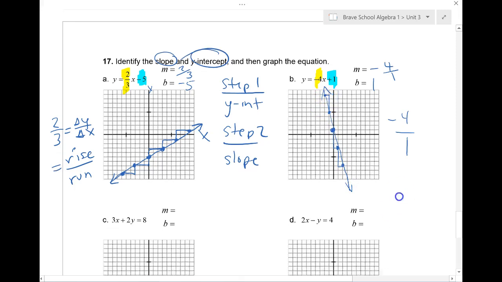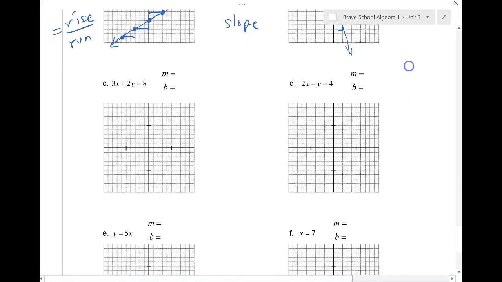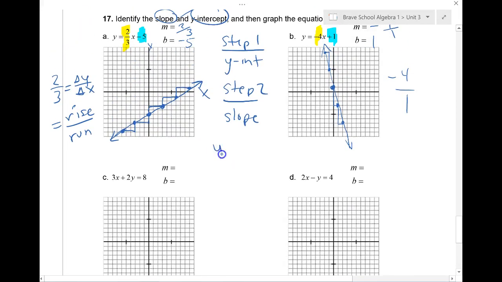Okay? Now the next ones. Now these, the first problems were in the nice y equals mx plus b slope-intercept form. And that makes it easy to graph. But these are not. These are in what we call standard form, when we have x and y on the left and then a number on the right. So what we have to do is we have to solve this equation for y in order to get this form right here, y equals mx plus b.